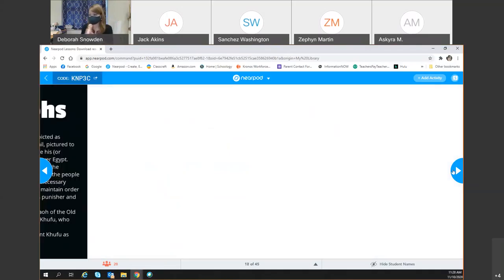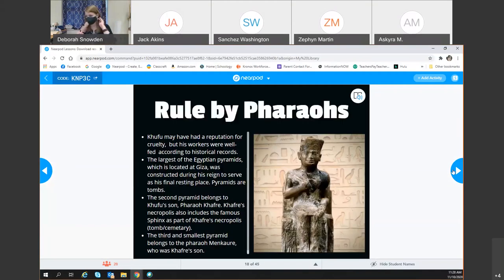So, Khufu is the first of the pharaohs. He has the largest pyramid. He ruled in the 2500s BC. And his pyramid is located at Giza. Like we said before, pyramids are tombs, final resting places. His pyramid was built while he was still alive for the purpose of his burial once he did die.